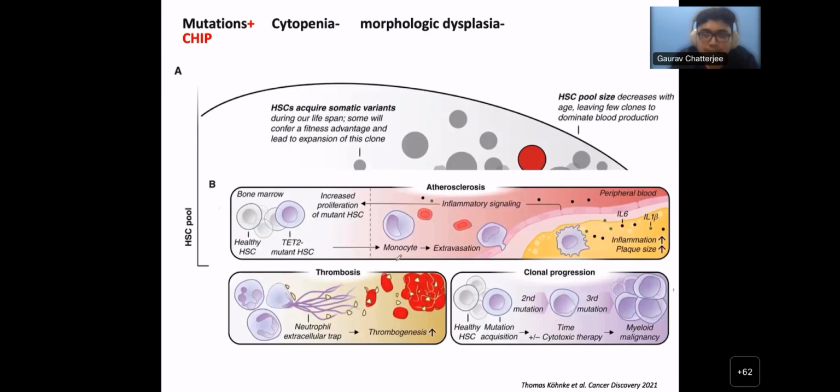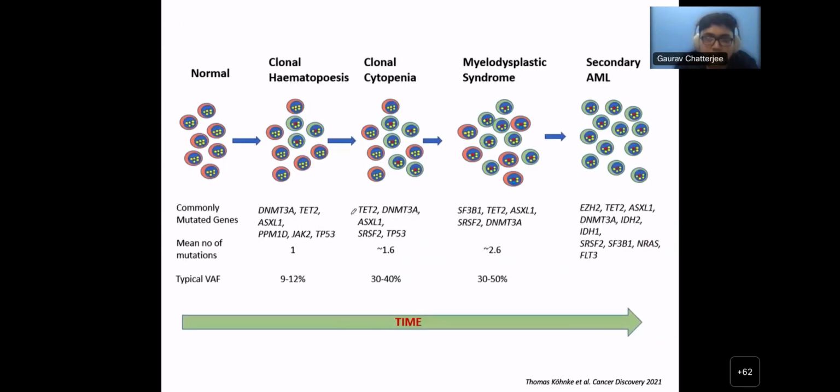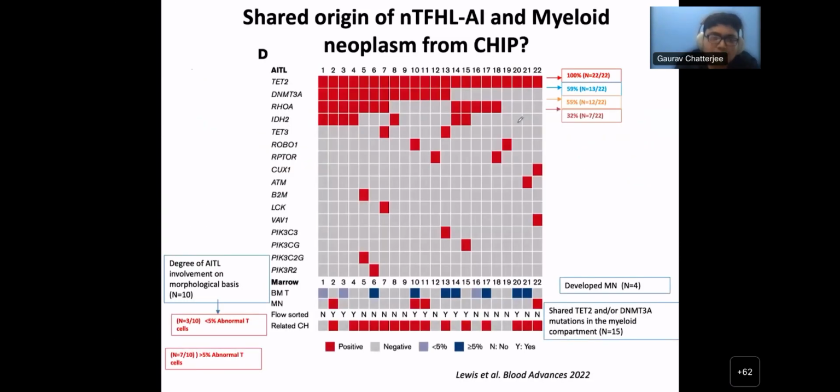But the problem is that these mutations can then give rise to clonal progression and to an AML, or sometimes atherosclerosis can also happen. In a mechanistic model, clonal hematopoiesis first comes, then it might progress to a clonal cytopenia, and then finally progress to MDS or AML-like situations. But now, what about this case? How come a lymphoma, like AITL, expresses TET2 and DNMT3A?